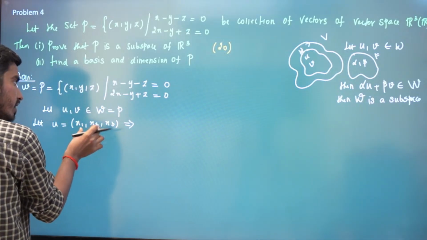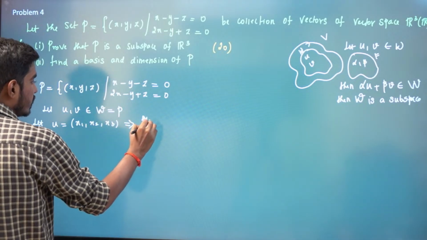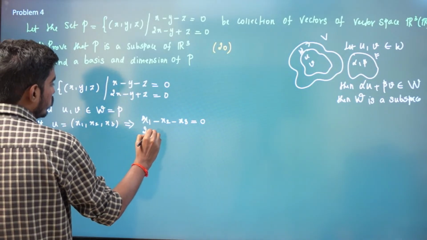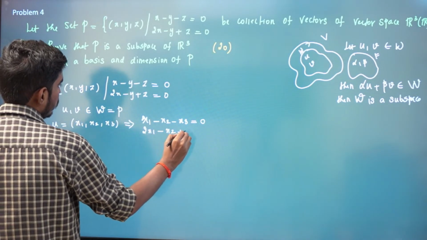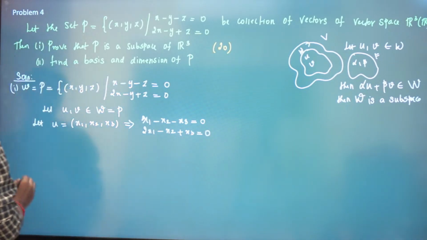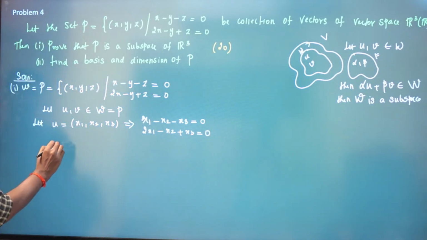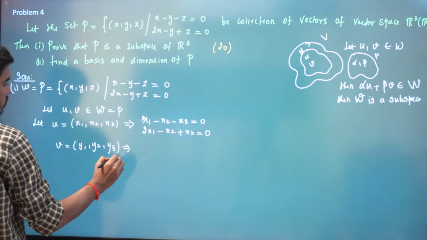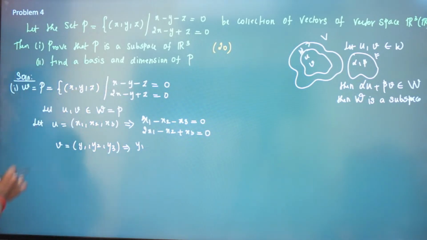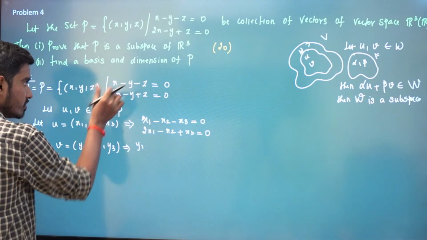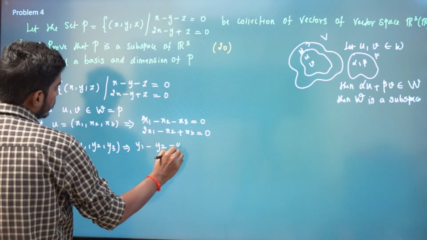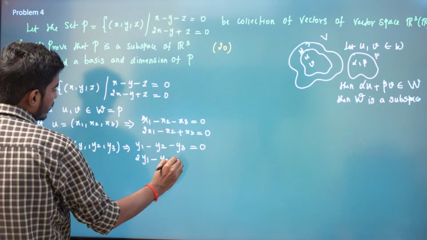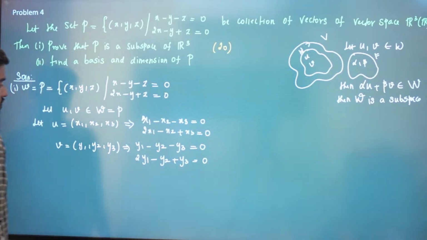That means this vector will satisfy both the equations. That is, x1 minus x2 minus x3 is equal to 0, and 2x1 minus x2 plus x3 is equal to 0. And let's take v to be some y1, y2, y3. This implies this vector is in P, so it satisfies both equations: y1 minus y2 minus y3 is equal to 0, and 2y1 minus y2 plus y3 is equal to 0.